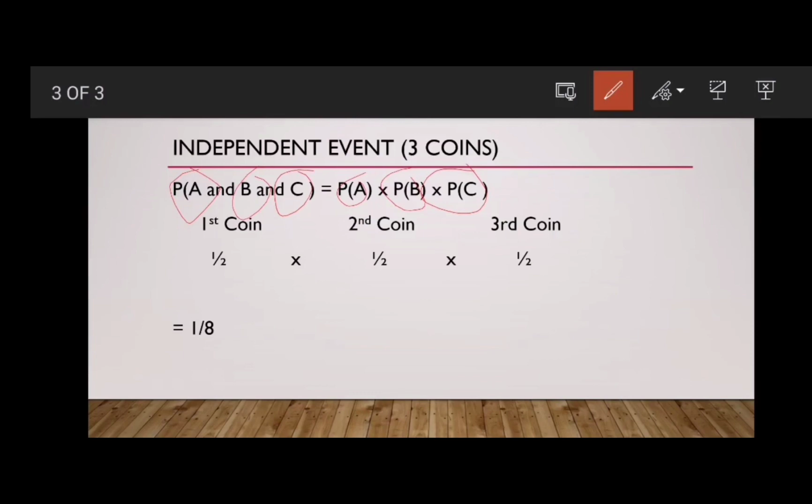So the probability of the first coin multiplied by the probability of the second coin multiplied by the probability of the third coin, which is 1/2. So 1/2 times 1/2 times 1/2. So 1 times 1 equals 1, times 1 equals 1. 2 times 2 equals 4. 4 times 2 equals 8. So the answer is 1/8.